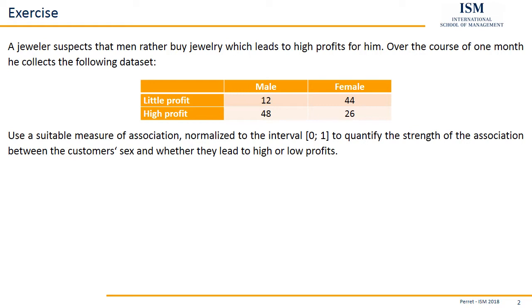A jeweler suspects that men rather buy jewelry, which leads to higher profits for him. Over the course of 1 month, he collects the following data set. Use a suitable measure of association, normalized to the interval 0 to 1, to quantify the strength of the association between the customer's gender and whether they lead to high or low profits.